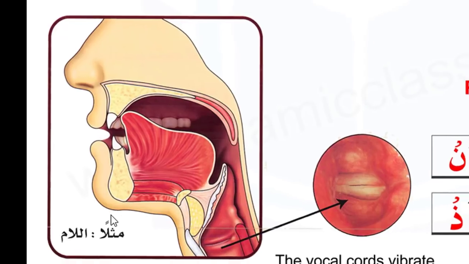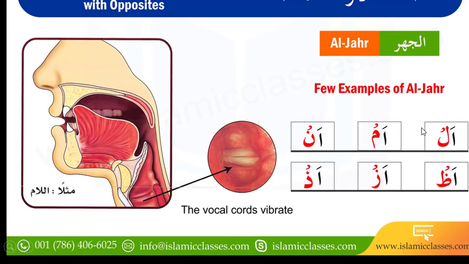And now we say this lam example, and pay attention to this image and then read al. Look, we are discontinuing the breath and the air is not flowing. Al, and still the vocal cords vibrate. Al, al, al. Al, al. Okay, so these were the examples of al-jahr.